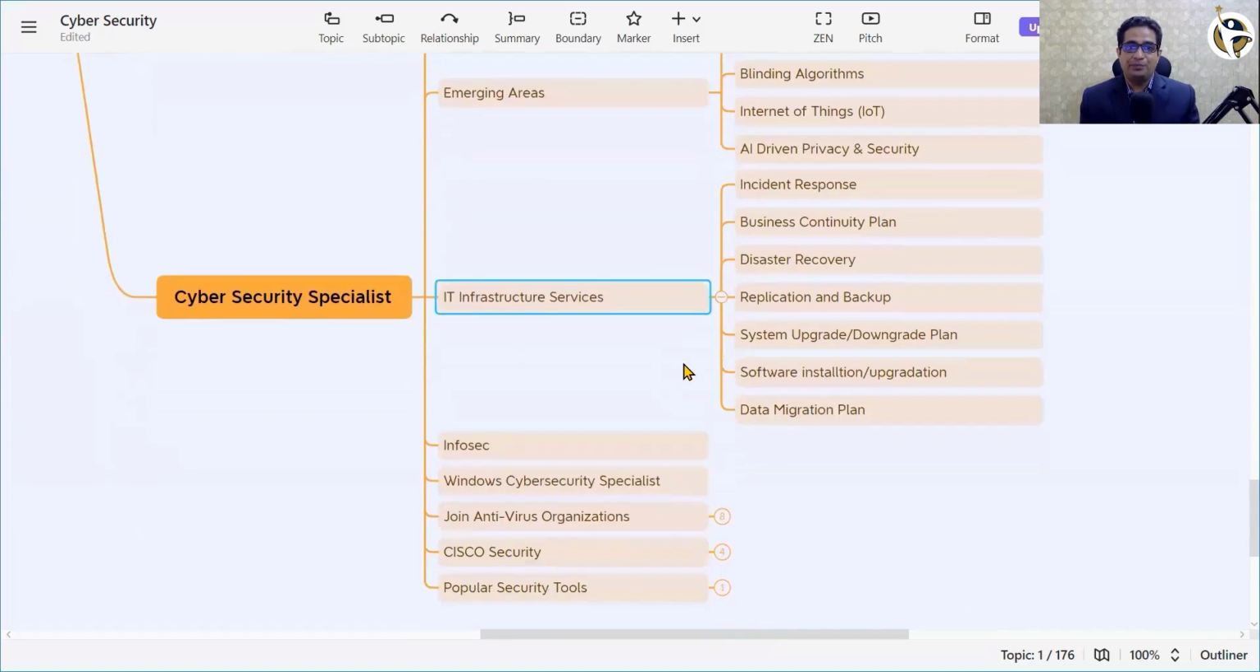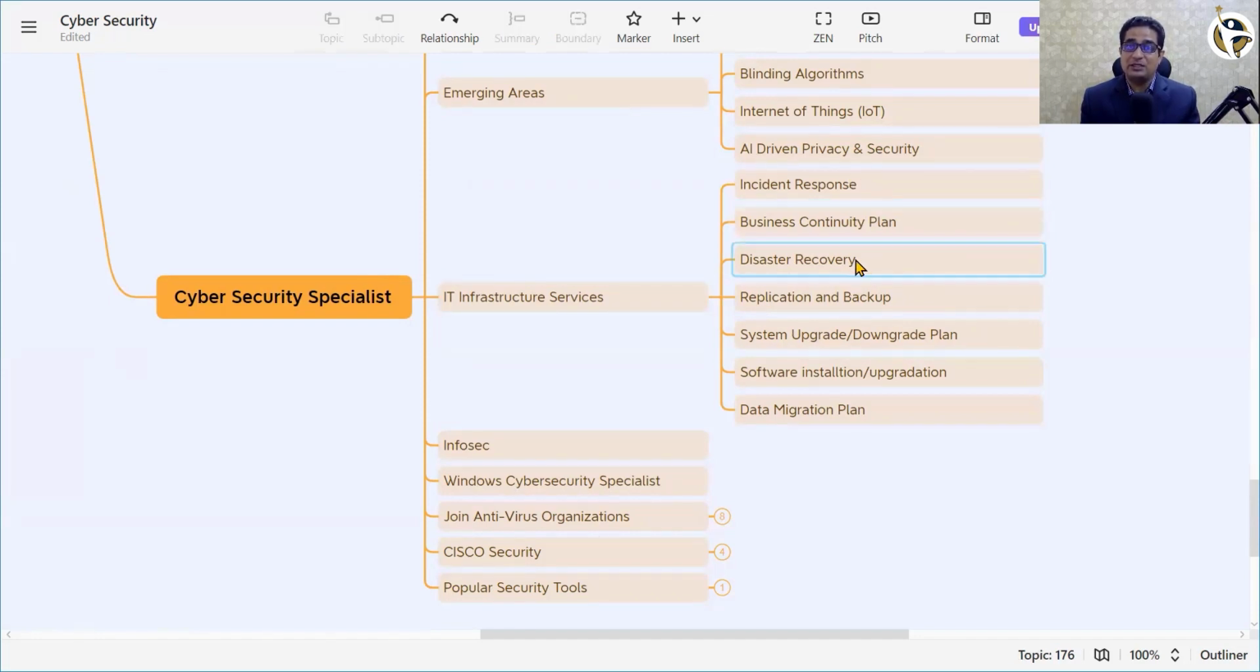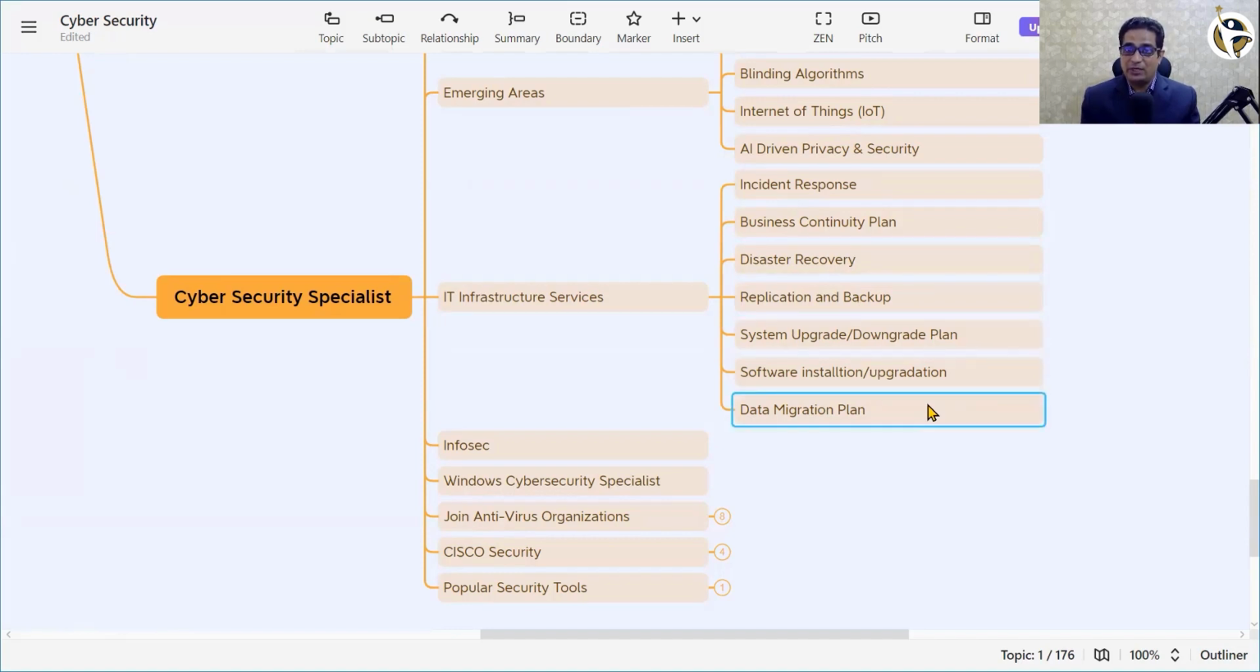Then coming to the IT infrastructure services. When you are managing your cybersecurity career, you need to manage the IT infrastructure also. That's where incident response, business continuity plan, disaster recovery, replication and backup, system upgrade and downgrade plans and their execution, software installation and upgrade, and data migration plan come in. These activities play a very important role in terms of IT infrastructure and services.